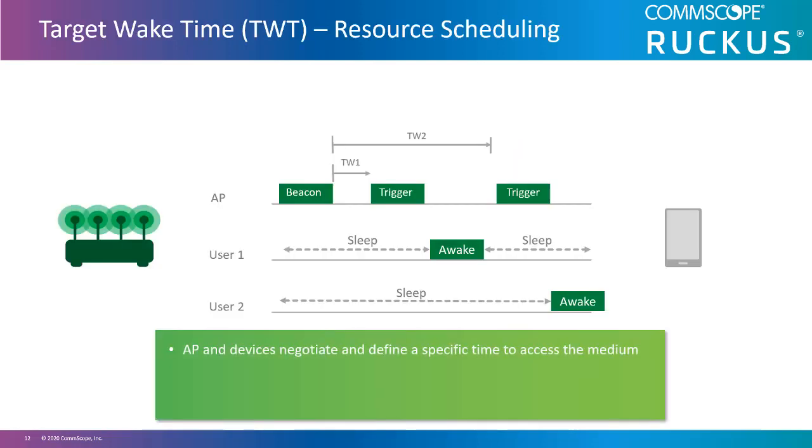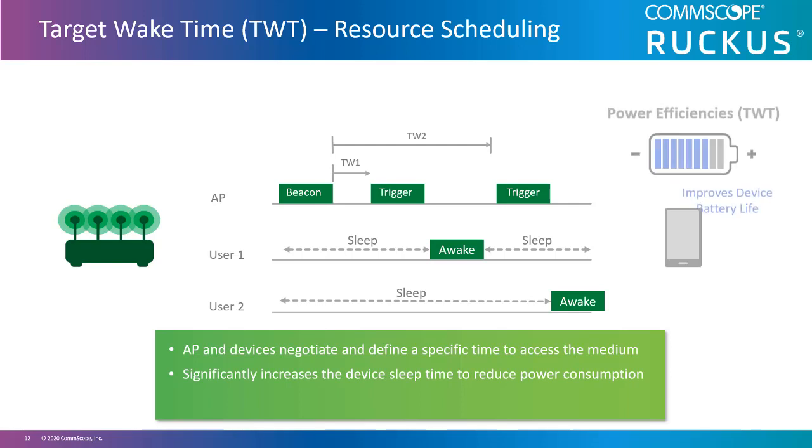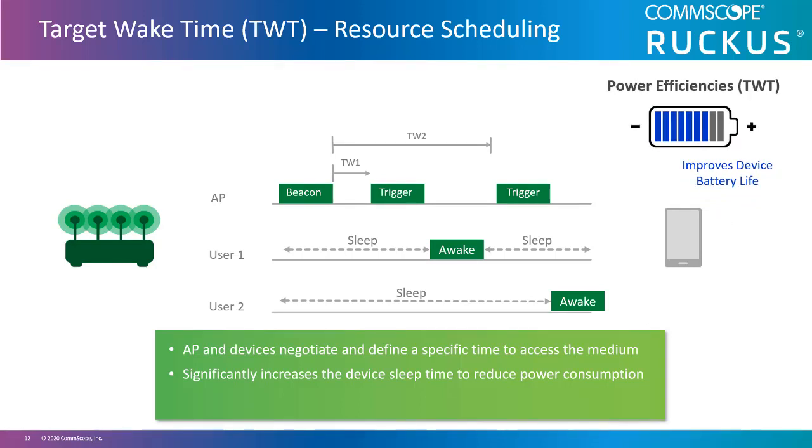It allows devices to negotiate when and how often they will wake up to send or receive data. TWT increases device sleep time and in turn substantially improves battery life, a feature that is particularly important to IoT devices. This allows the Wi-Fi transponder to sleep when the transmission isn't necessary, which will help preserve precious battery life.